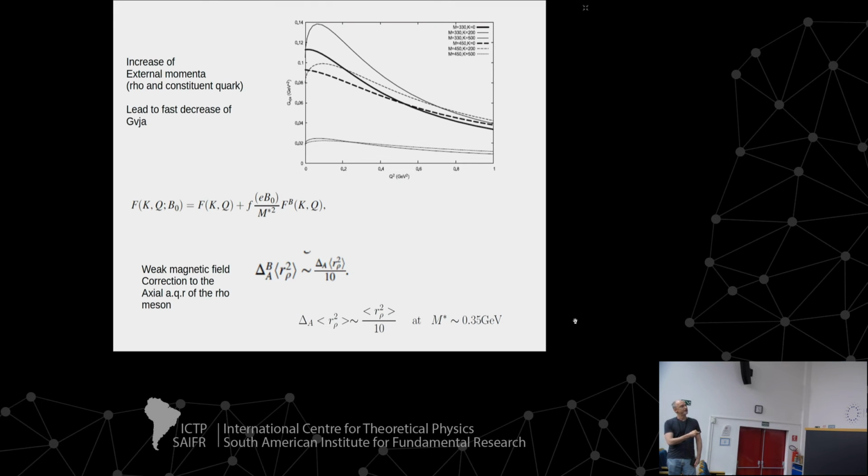This is an example of a form factor dependence on the momentum. This is the vector meson momentum, and here for different constituent quark momenta and effective masses. So just to show some order of magnitude, this axial coupling of the light vector meson provides us with an estimate of an axial average quadratic radius of the rho, which is of the order of 1/10 of the rho average quadratic radius calculated with the same method. And then the magnetic field correction to the axial radius of the rho is 1/10 of this small quantity.